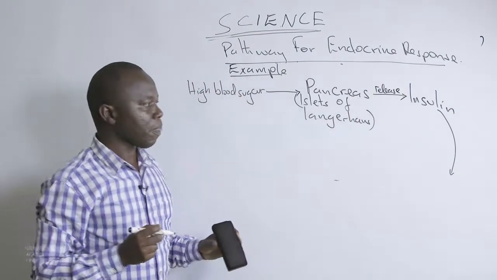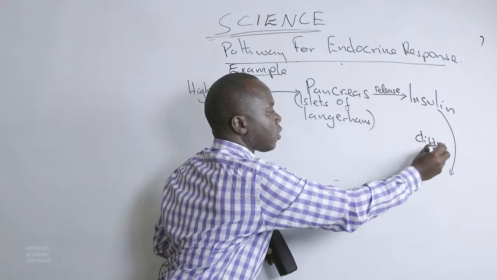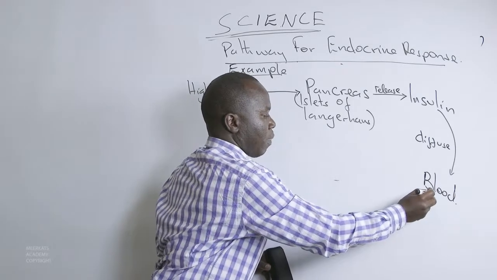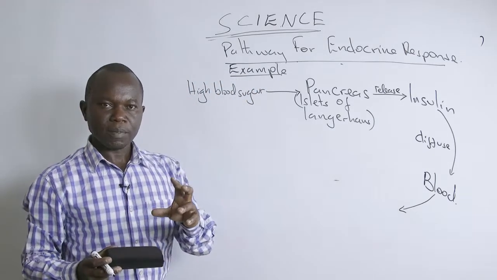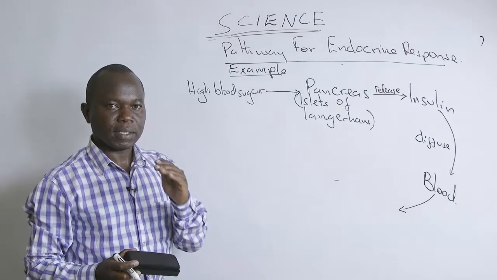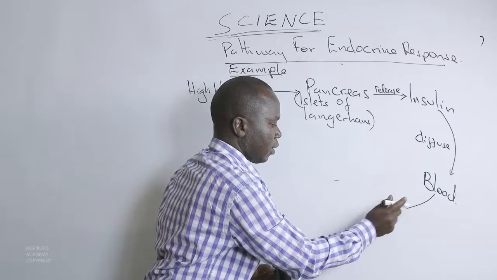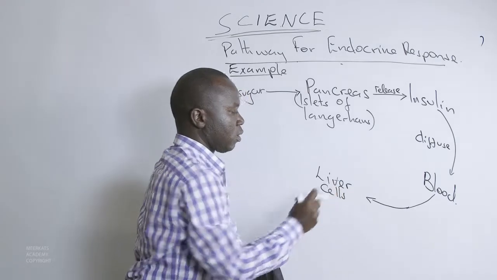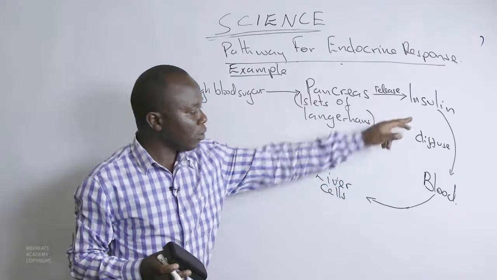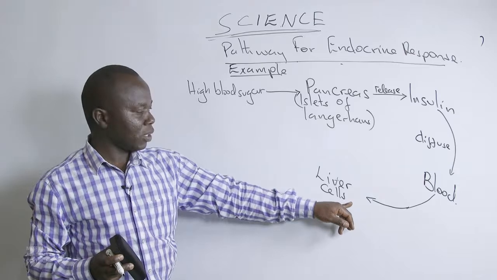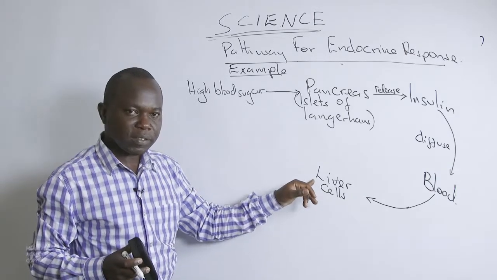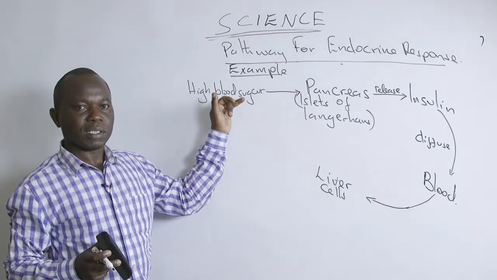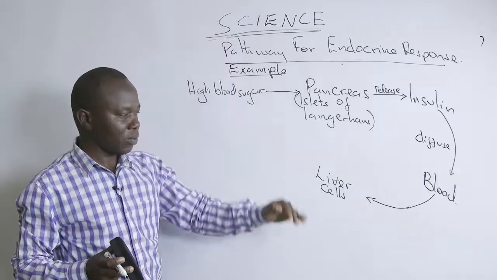So a hormone, insulin, is released, and then it will diffuse into the bloodstream. And then blood will transport insulin to the target cell. That target cell is the liver. The liver cells. So on reaching the liver cells, insulin will bind with the receptors of liver cells, and is going to change activity of liver cells. What are some of the activities that will be changed in the liver so that it brings blood sugar back to normal from high, to lower it?